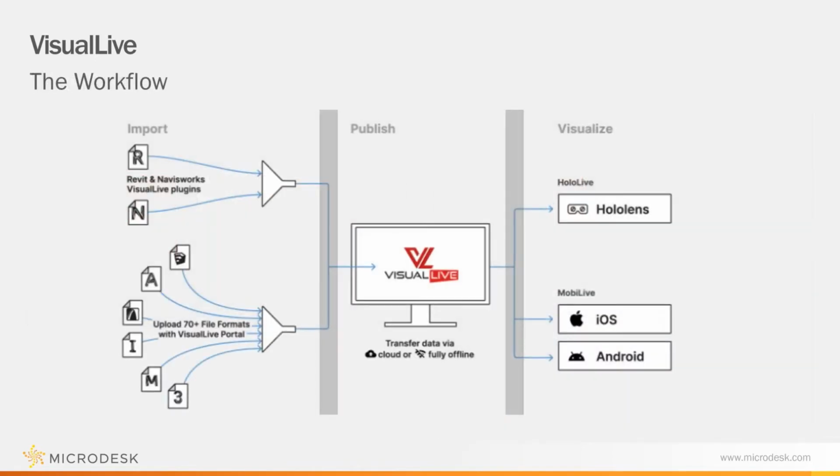Now, the workflow that we follow for this is actually quite simple. I mentioned before that both Revit and Navisworks have their own plugin, as well as having the process of going through the VisualLive service from the website. So in this case, I'm importing my model through that. That'll go through the VisualLive service online. And then from there, all I need to do is log in to the actual app, whether on a mobile device or through the HoloLens, and that'll pull down the right model.